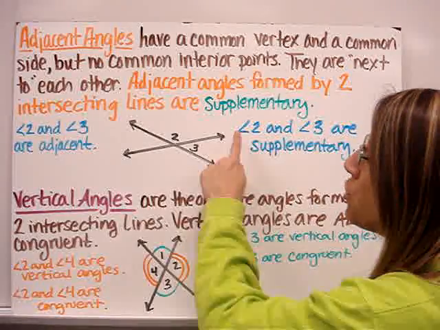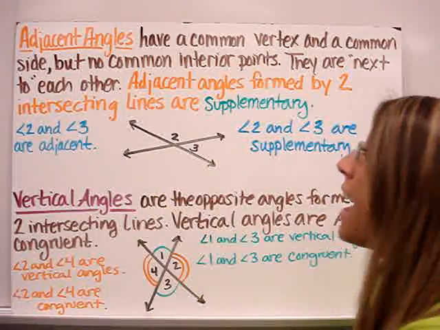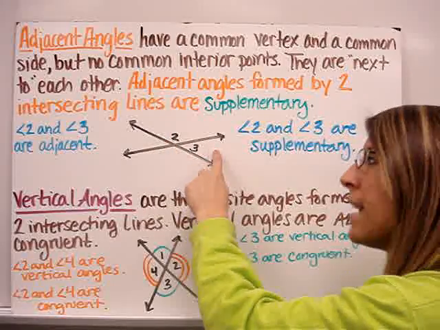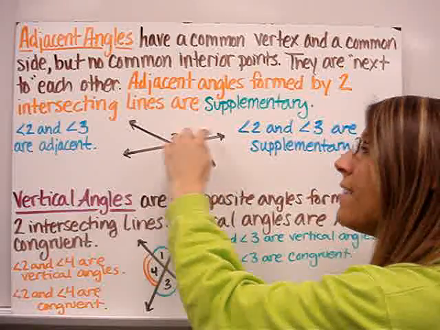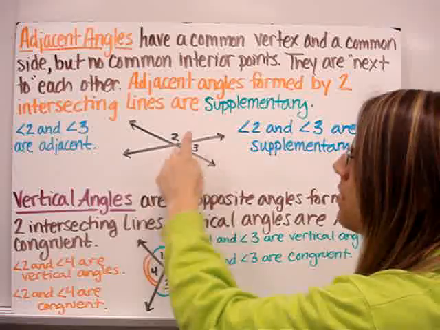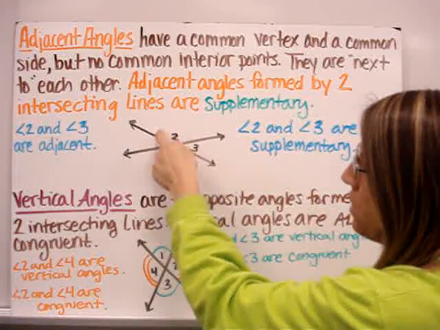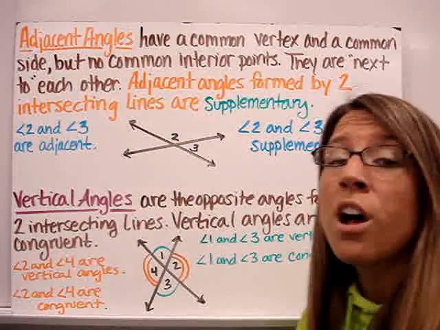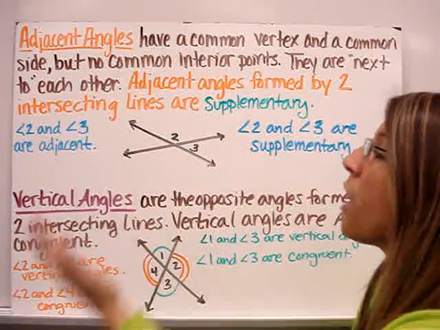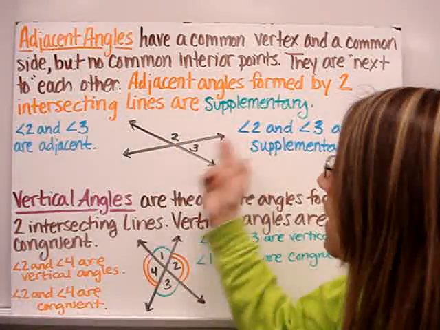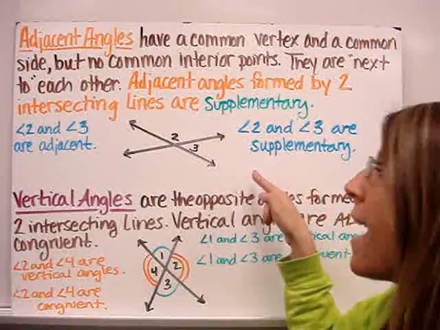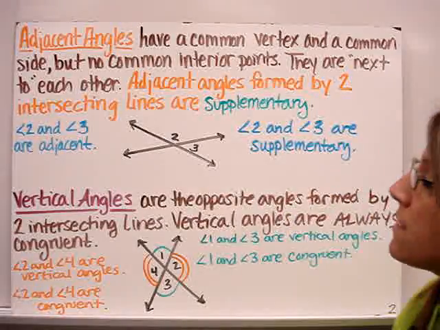So here you go. You have two lines that intersect. Angle 2 and angle 3, they share a vertex, and they share this side right here, but they don't share any of their interior points. So they are called adjacent. Angle 2 and angle 3 are next to each other. But because they were formed by intersecting lines like this, they are also supplementary.